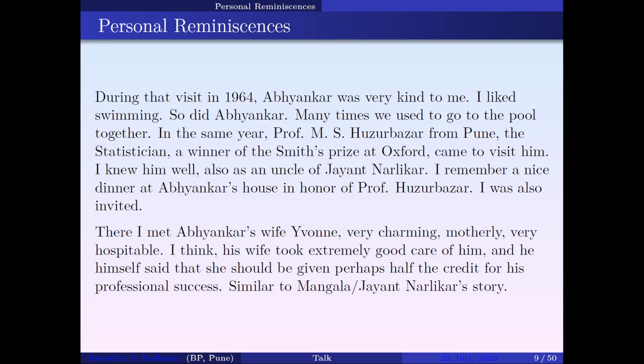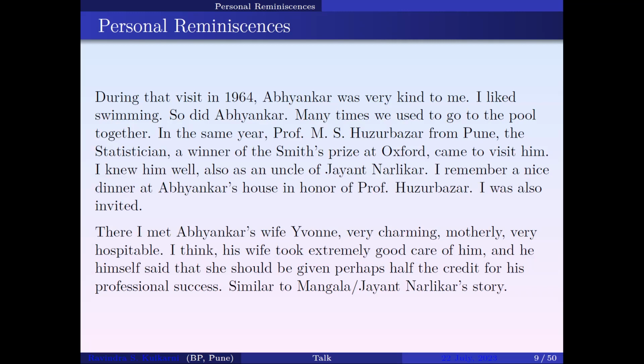In the same year, Professor M.S. Huzurbazar from Pune, the statistician, who had won a big prize at that time, some Smith's Prize at Oxford, came to visit Abhyankar. I think he was also trying to go somewhere in the United States. I think he later went there. Yes, V.S. was the mathematician, and M.S. was statistics. Oh, yes, I should say V.S. was the mathematician.